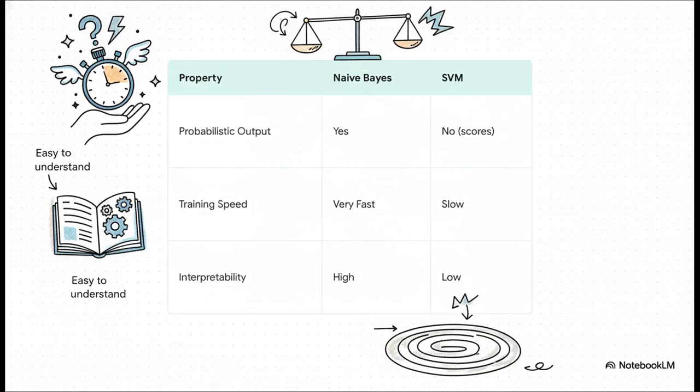And if you put it head-to-head with other big-name classifiers like an SVM, you really see where it shines. An SVM might give you a score, but naive Bayes gives you a real probability. Training an SVM on huge datasets can take forever. Naive Bayes is super fast. And while an SVM can feel like a black box, naive Bayes is transparent, so it really has its own unique place in the toolkit.